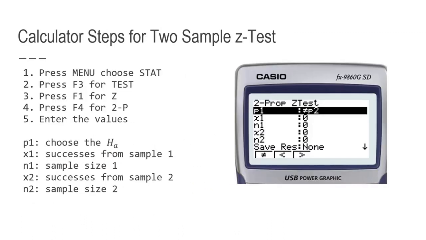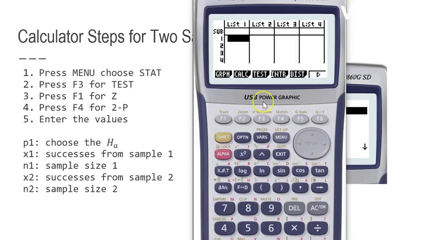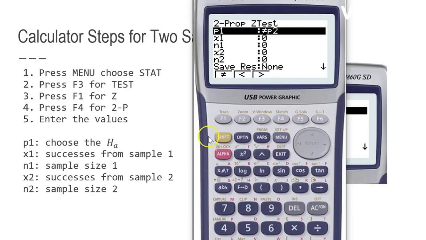Okay, and here's our calculator steps. So we're in that same menu, stat, test. We're going to pick Z, and then this time we're going to pick two proportions. So last unit we did 1P, this unit we're going to do 2P. And then similar to before, we choose our alternative hypothesis, and then we're going to enter in the numbers for X1, N1, X2, N2.